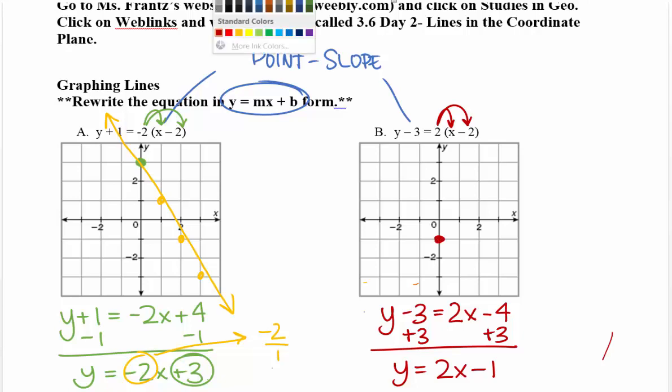So remember, your y-intercept is always where you start, so we're going to start at negative 1. And then this time our slope is positive 2, so I want to go up 2 over 1, up 2 over 1. Remember, you can always go backwards if you go down 2 and backwards 1, and they're still on the same line.